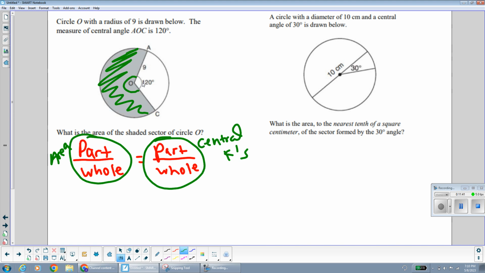360 minus 120, and that's 240 degrees. So we're going to need that. Let me put that over here. I was almost finding the area of the incorrect sector. So we don't know what the area of the shaded sector is. That's what we're looking for.